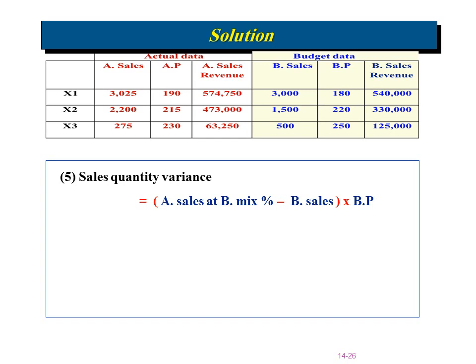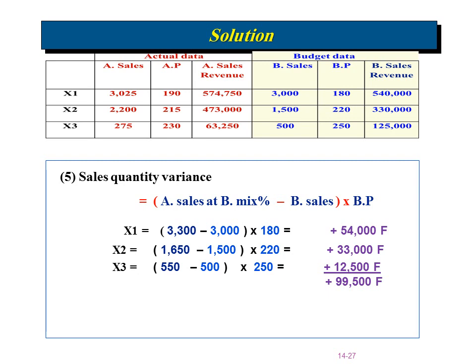Sales quantity variance will equal actual sales at budgeted mix percentage minus budgeted sales units, times, in all my equations, budgeted price. From my information from previous slides, it's very simple to calculate sales quantity. For example, for x1, sales at mix percentage, actual sales for x1 3,300 minus 3,000 is x1 budgeted sales, so here times budget price.